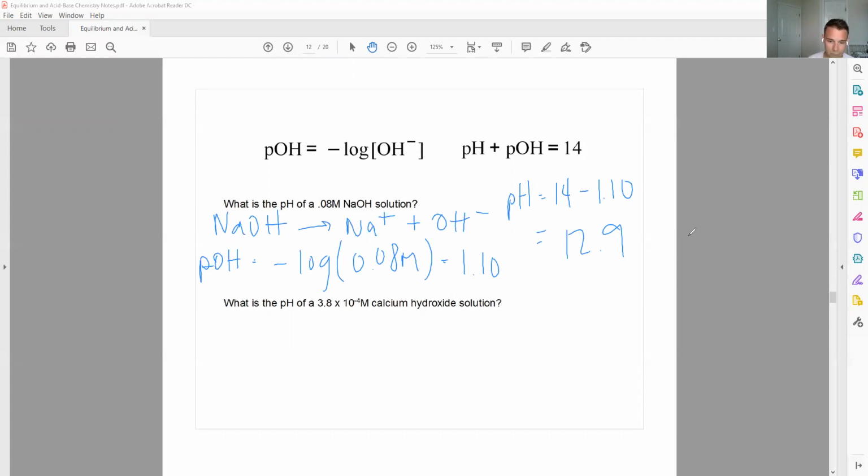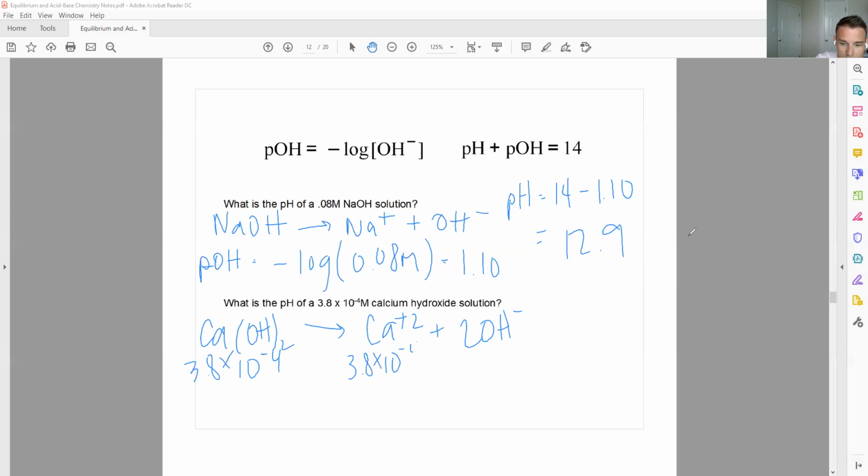So now for the next one, it's going to be different only because of the formula. Calcium hydroxide, when it dissociates, will turn into 2 hydroxide ions. So if this is 3.8 times 10 to the negative 4, this would be 3.8 times 10 to the negative 4. This would be 2 times 3.8 times 10 to the negative 4. So you got to look at that stoichiometric relationship, and then we just do the same steps.